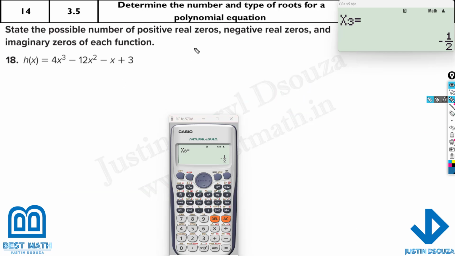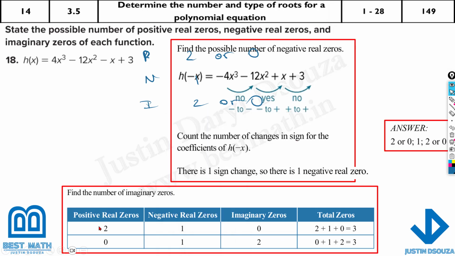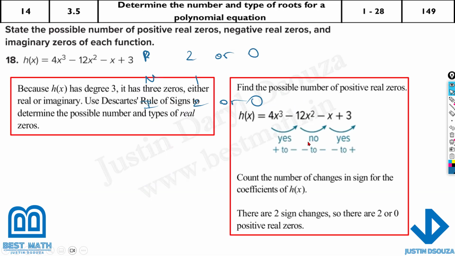So you can write like this, 2 or 0. That is positive real roots. Negative will be only 1 because there's only 1. Imaginary can be the 2 or 0. So this will be the final answer basically. See here, because there are 2 positive real zeros, if you use Descartes' rule, this is given by Descartes. I think so, the scientist name. Yeah, Descartes' rule. We pronounce it as Descartes.